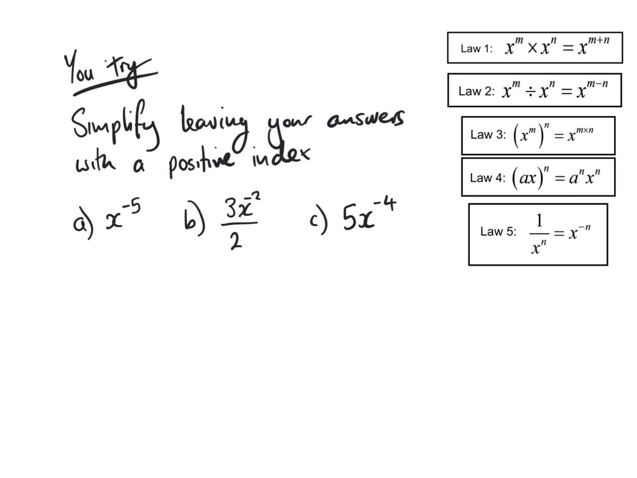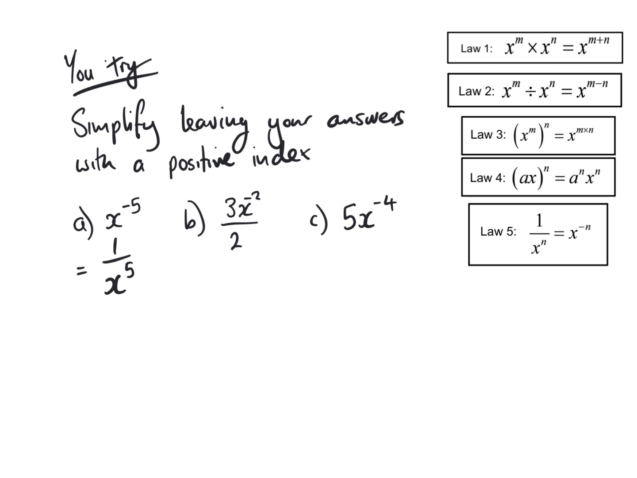I'll give you a chance to try 3 of these yourself. So pause the video here, try the 3 questions, and then press play when you've finished each one to check them. Okay, in the first one here I've got x to the negative 5, so this is the law we're using. X to the negative power will be 1 over x to the positive power, so that is just simply going to become 1 over x to the power of positive 5.